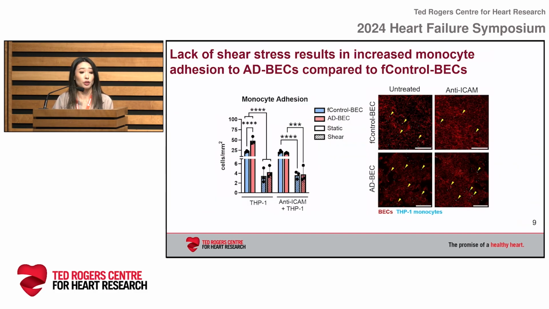As one of the important features of the BBB is also to regulate the trafficking of immune cells, we next investigated the degree of monocyte adhesion in our barrier models. So under static conditions, we observed a significant increase in monocyte adhesion by ADBCs as compared to controls. And when shear is applied, there's a significant decrease in monocyte adhesion for all groups. This, again, suggesting that the lack of shear flow may elicit higher immune cell attachment in ADBCs as compared to controls.